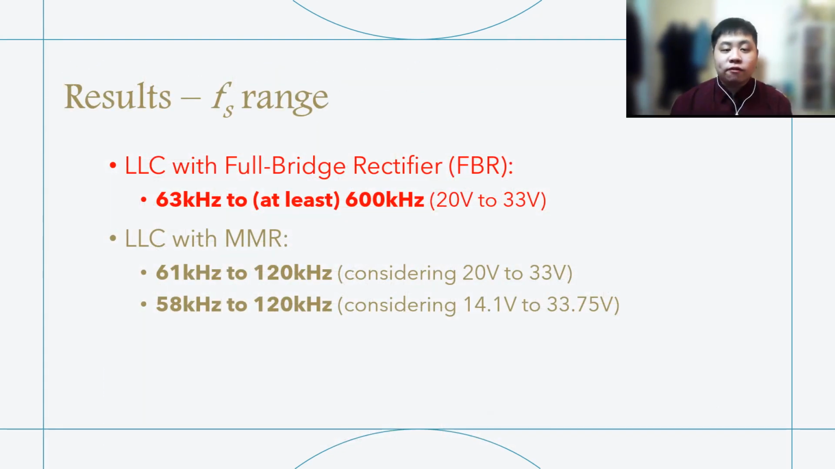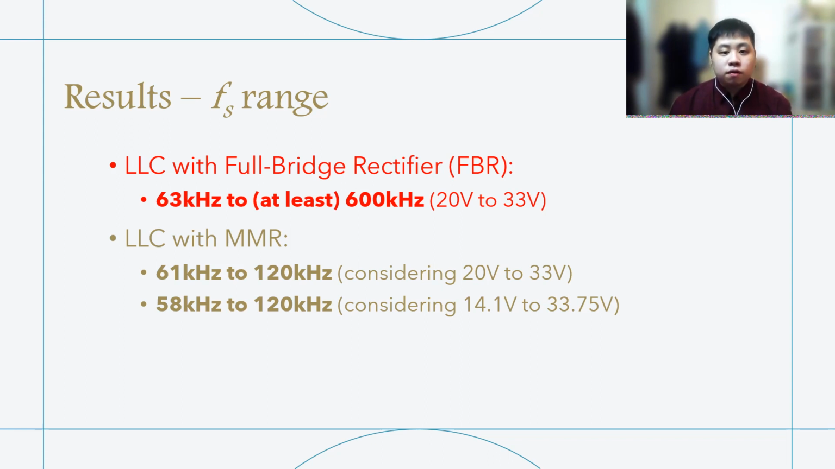Here we'll take a look at a few significant results, first of which is the FS range. When using the LLC with full bridge rectifier, the FS range is from 63 kHz to at least 600 kHz, as the upper limit is not well defined at no load and increases indefinitely, even beyond 1000 kHz.